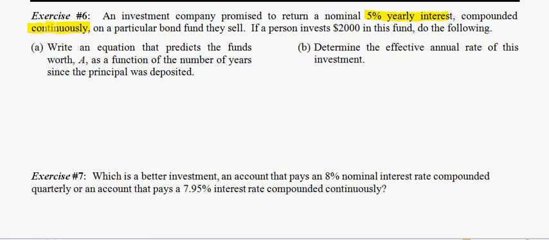So important, we'll highlight it 4 times. On a particular bond fund they sell, if a person invests $2,000 in this fund, let's write an equation that predicts the fund's worth A, I guess A for amount, as a function of the number of years. Alright, so A equals P times e to the rt. Very simple. P is our principal, so that's going to be $2,000. e is just e. r is 0.05, to the t.